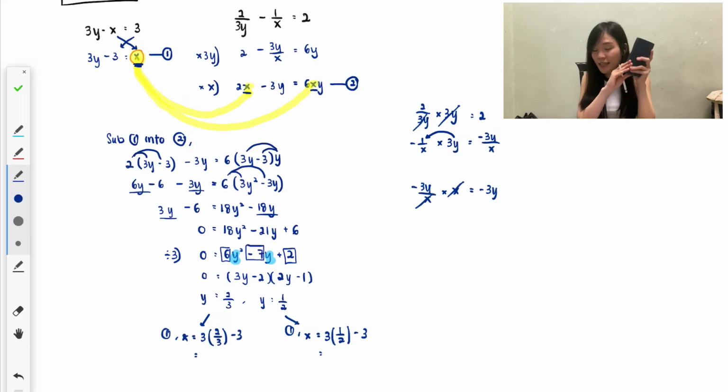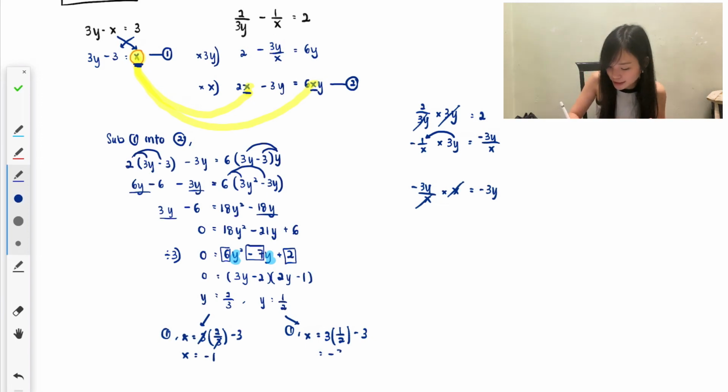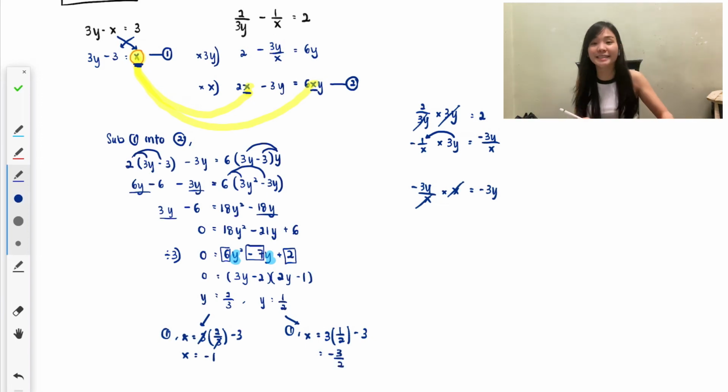So let's sub inside. You guys can press calculator. 3 and 3 cut, no more. 2 minus 3, you guys get negative 1 for the first x answer. How about the next one? This one you can really press calculator. Everything you can press calculator, no worries about it. You guys get negative 3 over 2 for the second answer.